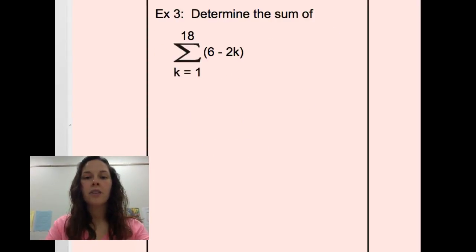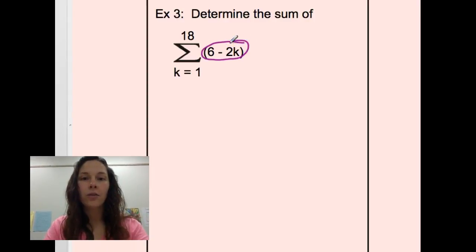The last example for this video, we're taking a look at using that summation notation. Now the first time we saw this, we found all of the terms and then added them up. I don't really want to find all 18 terms, but what I do recognize is that this formula is linear. A linear formula will be an arithmetic sequence, so I can use my arithmetic sequence formula.